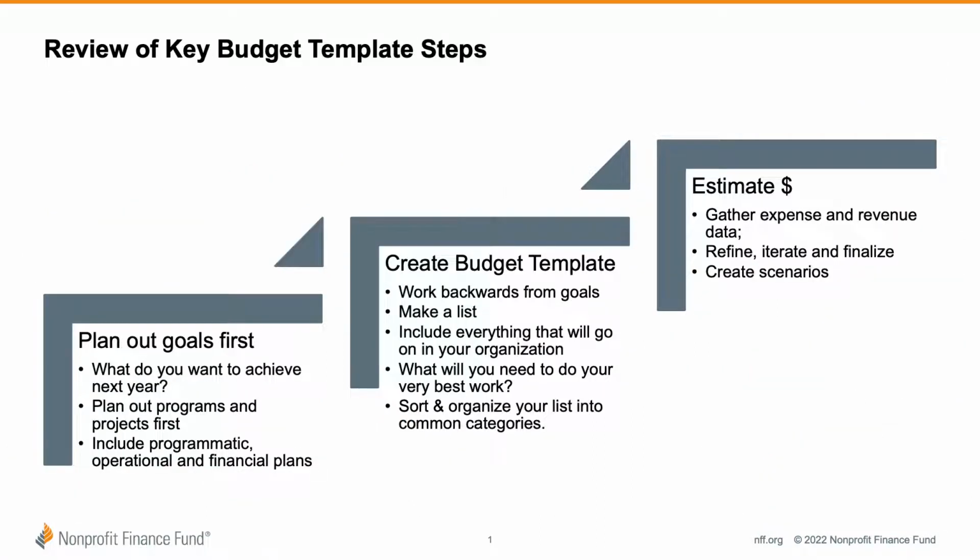In the first two segments, we walk through the first two steps of creating a budget from scratch. First, we focused on the 5 W's of budgeting and the importance of planning out your goals up front to get clear on what it is that you want to accomplish next year in terms of programs you expect to deliver and the kind of impact you want to achieve in your communities. In the second segment, we walk through how to put your budget template in place by making and organizing a list of all of the things that are needed to achieve those goals that you identified. So this video picks up on those conversations and focuses on the process of putting numbers to costs and revenue.